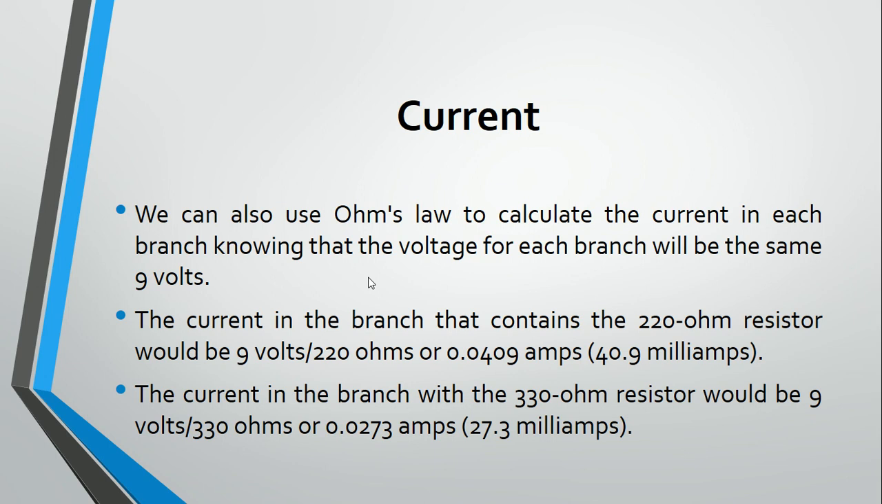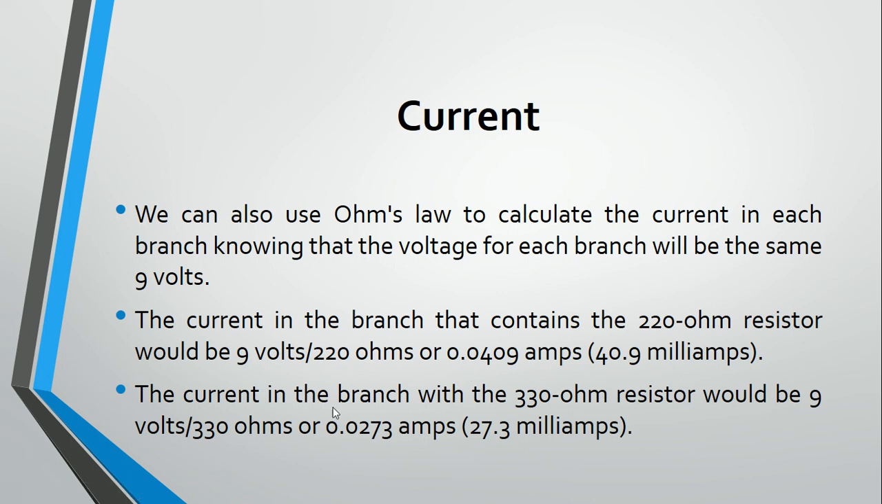So the current in the branch that contains the 220 ohm resistor would be, this is separate for 220, 9 volts divided by 220 ohms, or 0.0409 amps, or 40.9 milliamps, if you move the decimal place 3 places to the right.